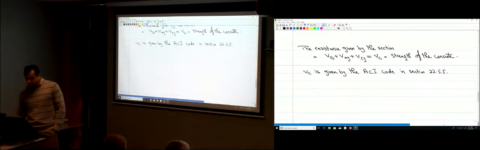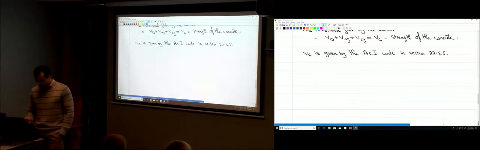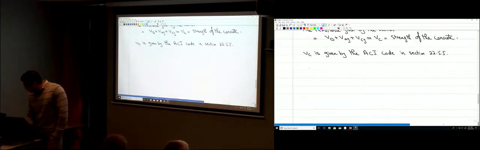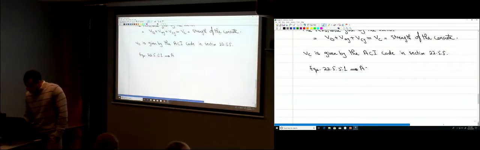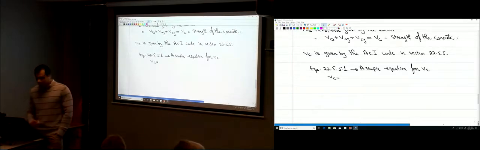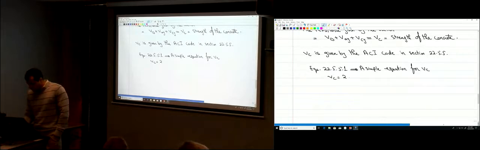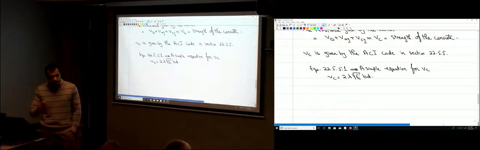So it gives us two values for VC, or actually many values for VC. We have equation 22.5.5.1, okay, which gives you a simple equation for VC. That simple equation looks like this. VC is 2 lambda square root f'c b d. Okay?